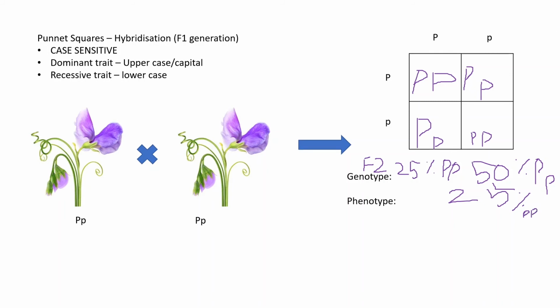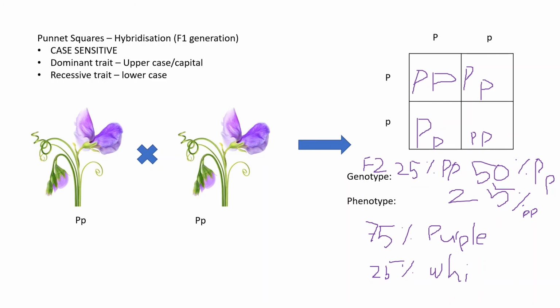So what's the phenotype? Well, the phenotype is going to be pretty interesting. Although we have 25% with only dominant alleles and 50% with both alleles, 75% of the offspring are going to express the dominant allele. So 75% of them are going to be purple, and 25% of them are going to be white.